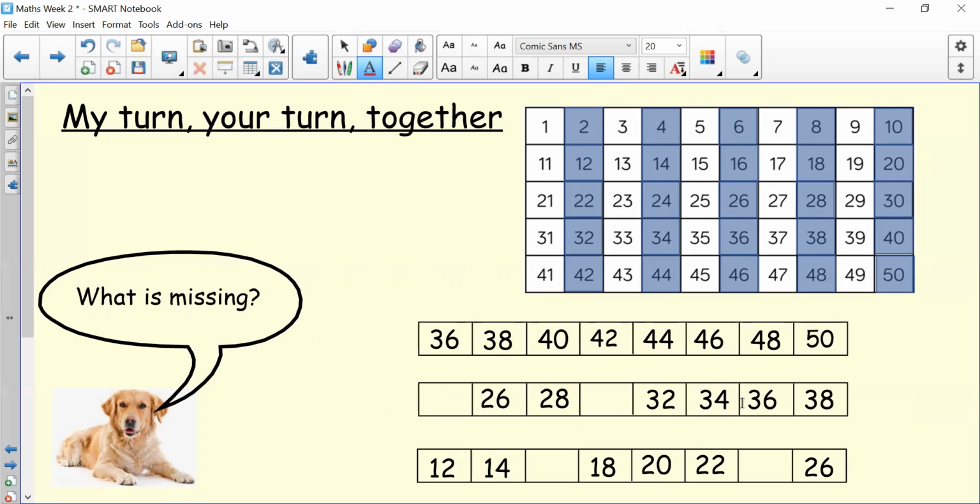Let's have a look at this one together now. So the first number is missing, and the next numbers are 26, 28, missing number, 32, 34, 36, 38. So pause the screen here to see if you can work out which number needs to go here. Remember, we're counting in twos, and it's going to be the number that comes before 26 when we count in twos.